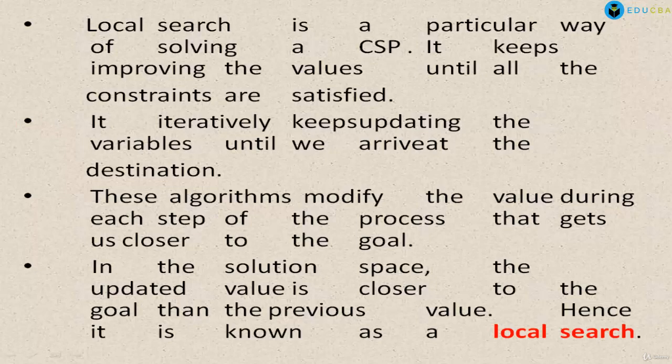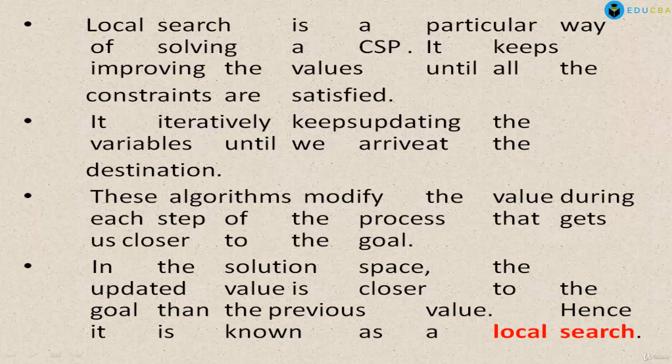It iteratively keeps updating the variables until we arrive at the destination. Now in this, we are using iterations for updating our variable. These algorithms modify the value during each step of the process that gets us closer to the goal. So basically, in that algorithm, in each step of the iteration, we are updating our variables and finally we are reaching our goal. In the solution space, the updated value is closer to the goal than the previous value, and hence it is known as local search.